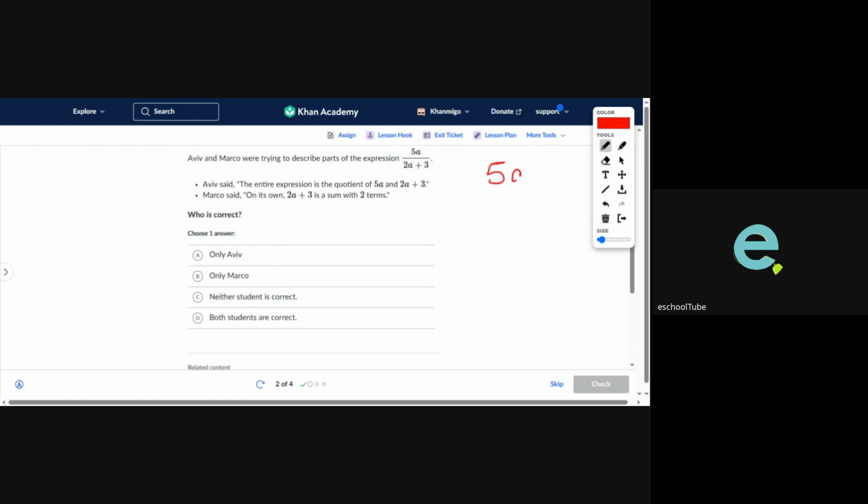5a upon 2a plus 3. Aviv said entire expression is quotient of 5a and 2a plus 3. Is it correct or wrong? शाबाश. माइक ऑन ही रखो आप लोग so that we can interact. Otherwise मैं ही बोलते जा रहा हूँ, मुझे समझ नहीं आ रहा आप लोगों को पता चल रहा है कि नहीं.